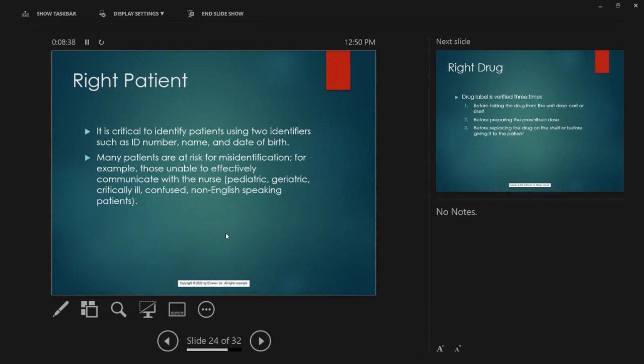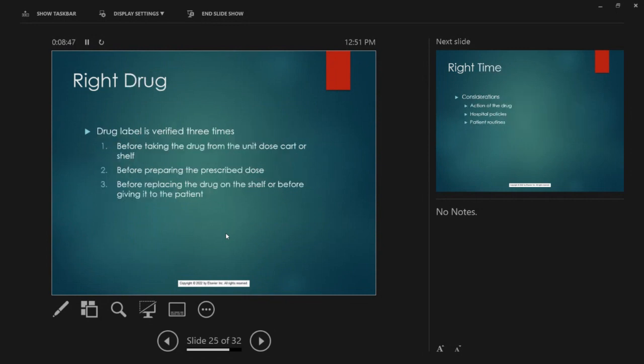In the hospital setting, never give a drug to a patient who is not wearing a wristband. Make sure that you contact somebody, administration or registration, and you obtain that wristband before you give it.